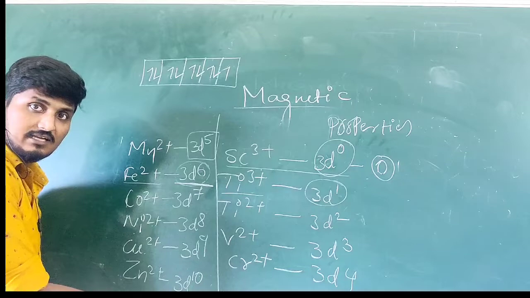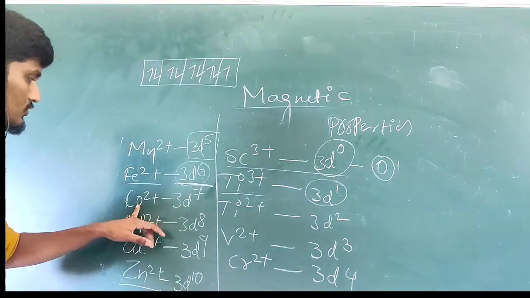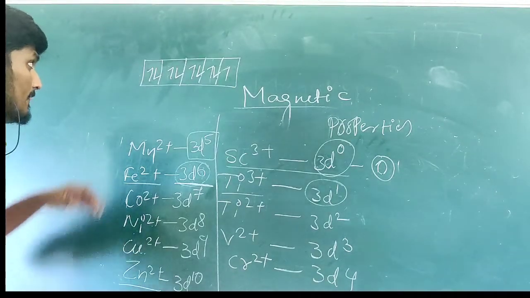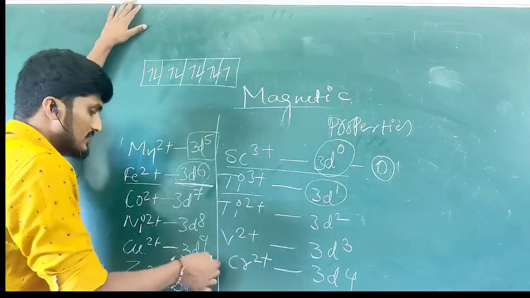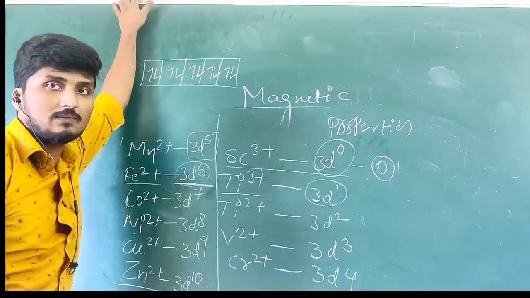If you take zinc, 3d10 is there for zinc 2+. Cobalt 2+, nickel 2+, copper 2+, zinc 2+, 2+ only I said. If you take zinc 2+, 3d10 is there, so completely filled, so there are no unpaired electrons.